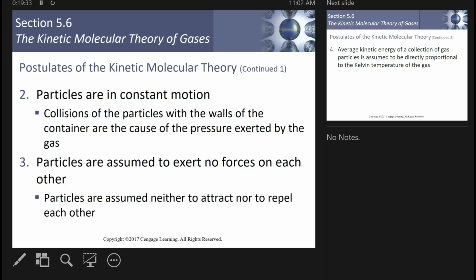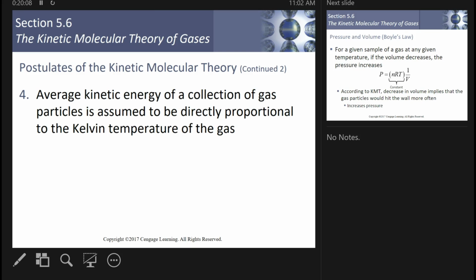Particles are assumed to exert no forces on each other. This is the part that works well if you're dealing with a non-polar gas, but doesn't work well if you're dealing with a polar gas. For a non-polar gas, this holds better than for a polar one, because you're assuming there are no attractive or repulsive forces between the particles. So no attraction and no repulsion between the particles. Okay?